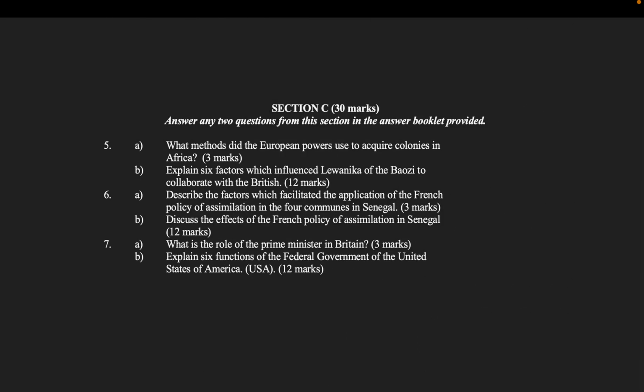Answer any 2 questions from this section in the answer booklet provided. 5. A. What methods did the European powers use to acquire colonies in Africa? 3 marks. B. Explain 6 factors which influenced Lewanika of the Barotse to collaborate with the British.